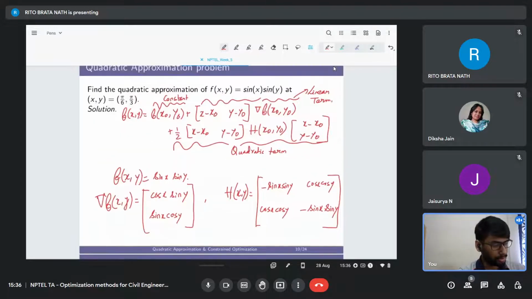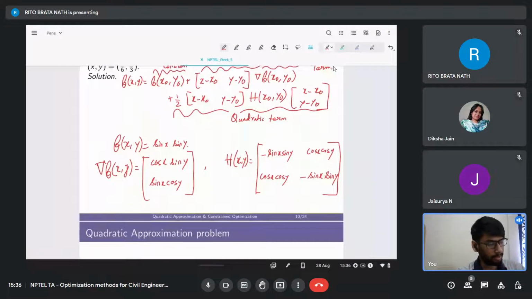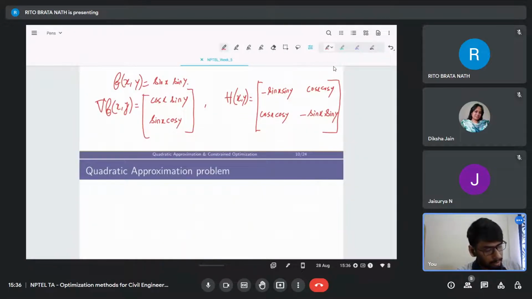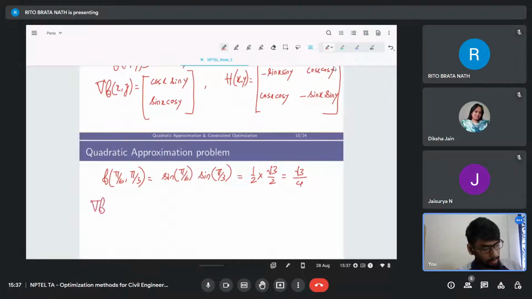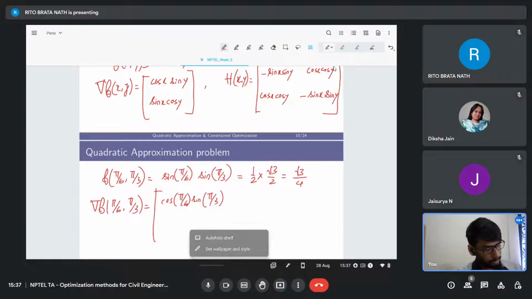Now you have to put the values in here. So let's put pi by 6 and pi by 3. In that case, what you will get, f of pi by 6 and pi by 3, is sine 30 degrees multiplied by sine 60 degrees. So this is half times root 3 by 2. So this is root 3 by 4. Similarly, for the gradient, you can get the values as cos pi by 6 times sine pi by 3, then sine pi by 6 times cos pi by 3.